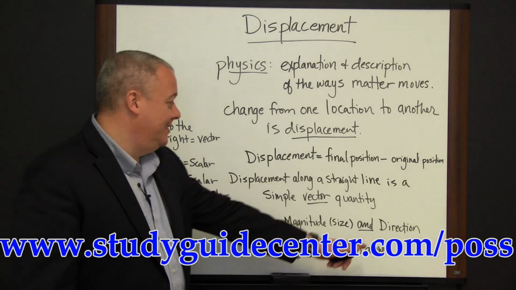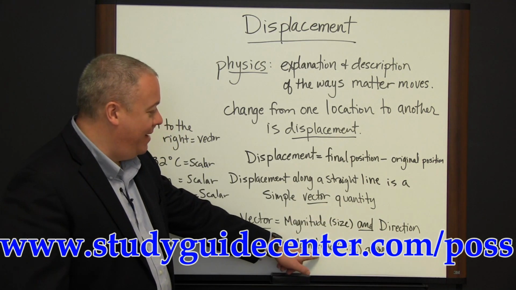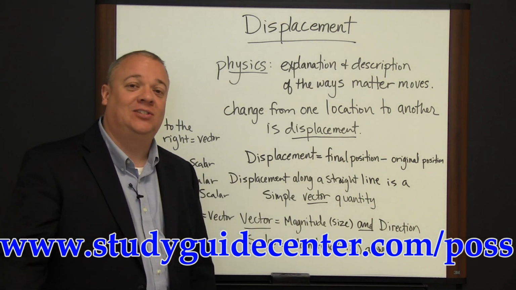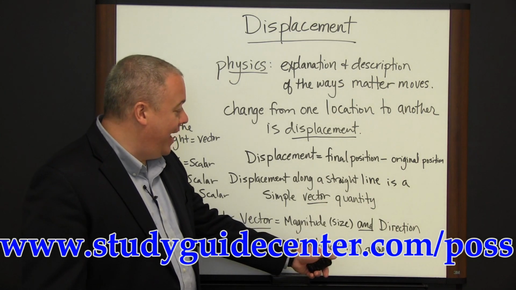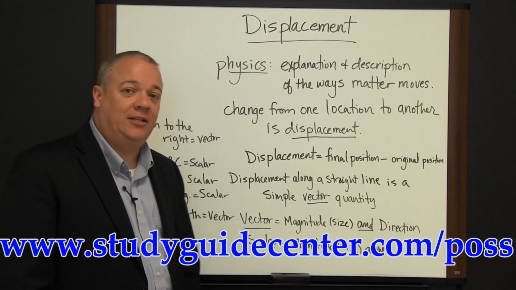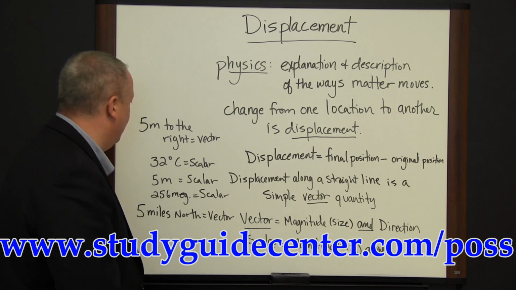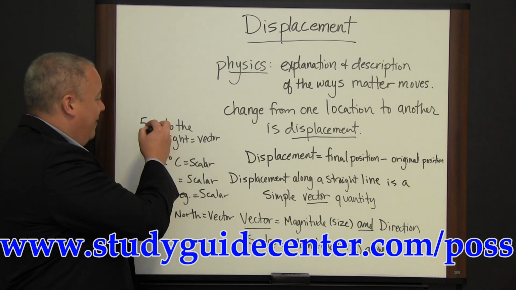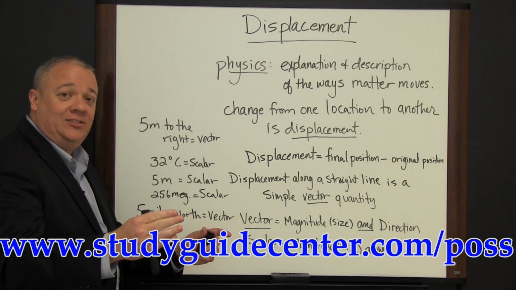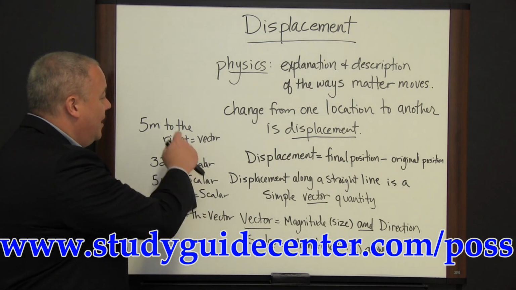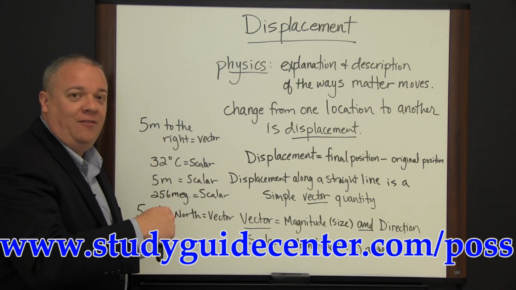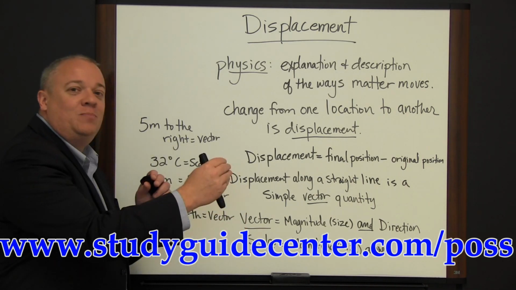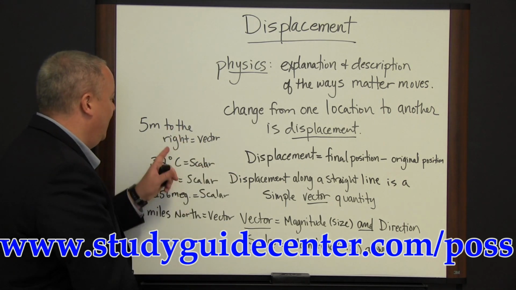Now when we add direction to the magnitude or size, we get what's called a vector. So the difference between vectors and scalars is the difference between having the magnitude alone or having the magnitude plus the direction. And I've got some examples here on the board that we're going to look at. If I say something was moved 5 meters to the right, I have both magnitude, the size, in this case the distance moved, 5 meters, plus the direction to the right. 5 meters to the right is a vector because it has both magnitude and direction, both a distance measurement, a size, and the direction in which it went, to the right.